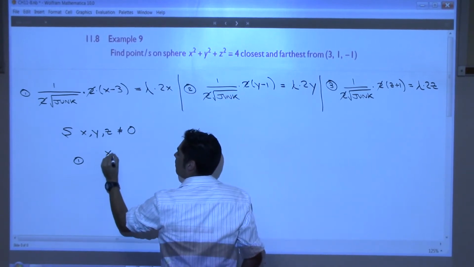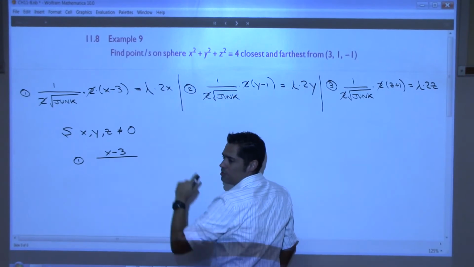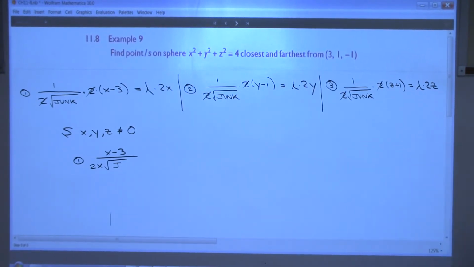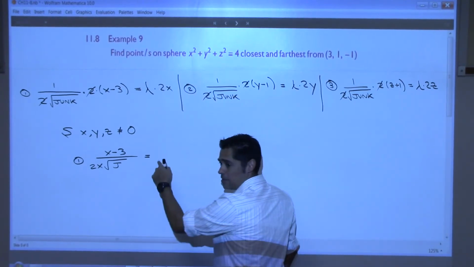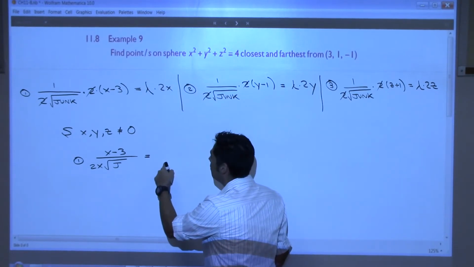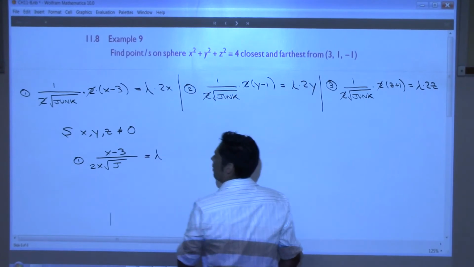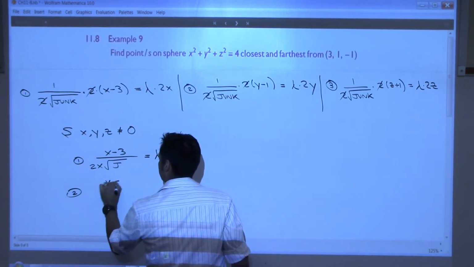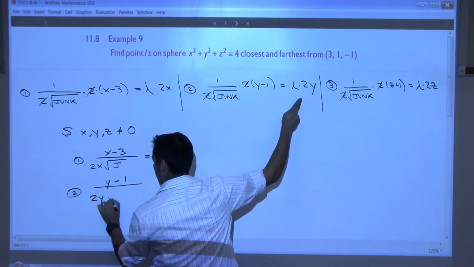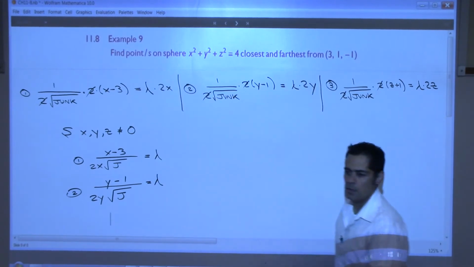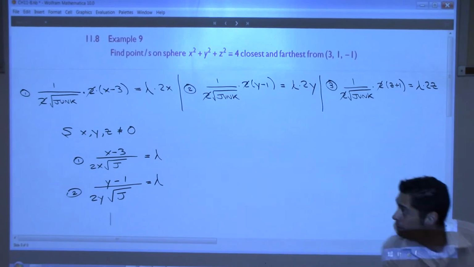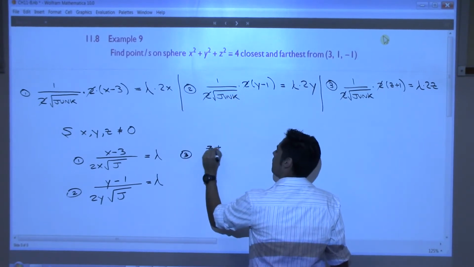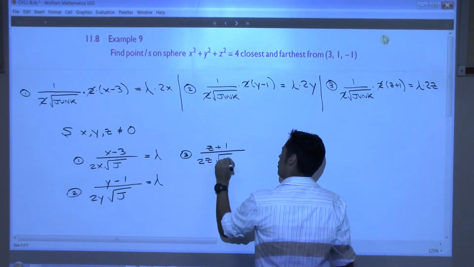x minus 3 on the left side over 2x times the square root of the junk, right? I'm going to write root j instead of root junk, okay? That's lambda, isn't it? Let's go to the second equation. What does the second equation become? Same thing, divide through. You get y minus 1 over 2y root j is lambda. And the third equation is z plus 1 over 2z root j equals lambda.